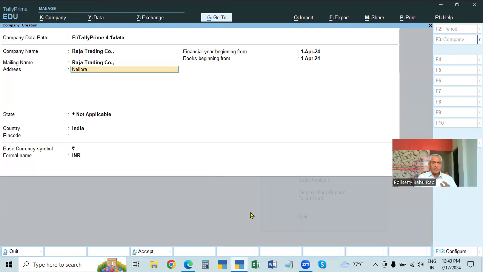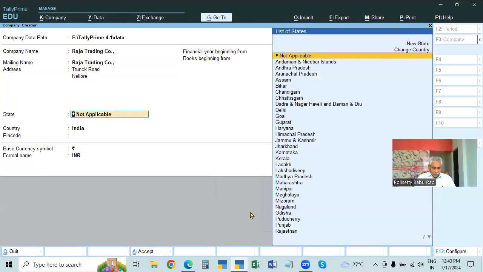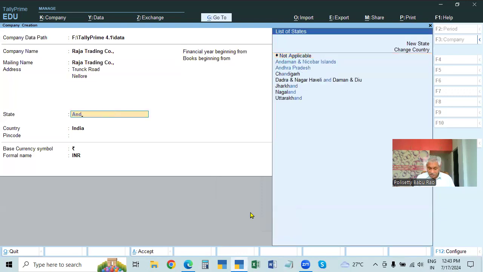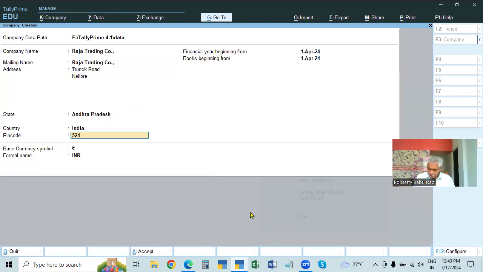The address is not given, so we write Trunk Road, Nellore. Like this will be the address, and the state we select is Andhra Pradesh. Nellore means Andhra Pradesh, the company is in Andhra Pradesh. Take Andhra Pradesh and the pin code 524660 or 524021. Like this you take, and after that the dates and everything are the same.